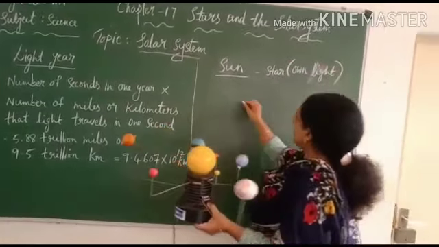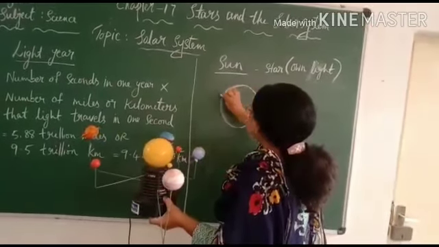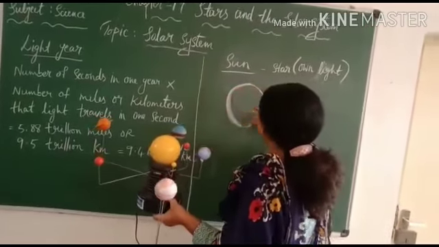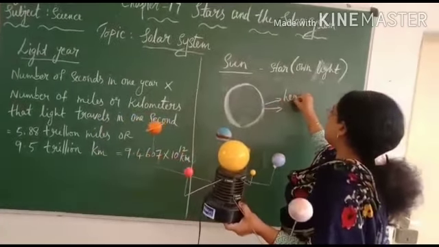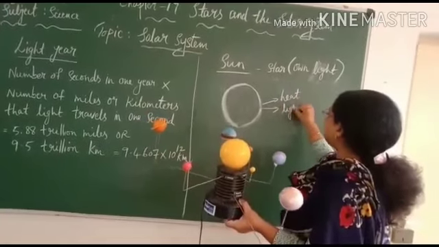It can produce its own light. Suppose this is a sun. This sun, it's a star. It can give off two energies. Which are the two energies? Heat energy and light energy.